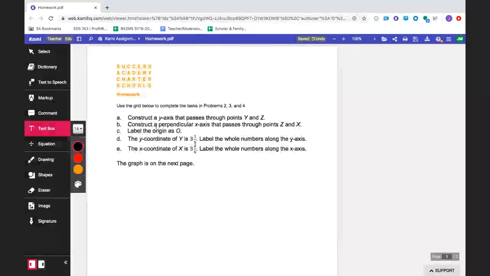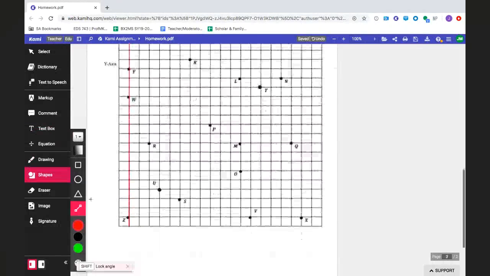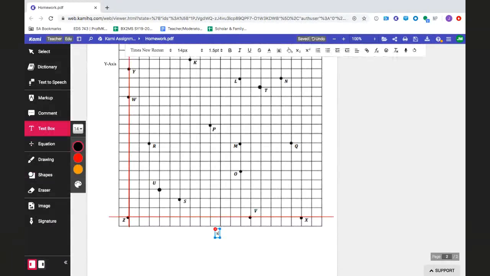Construct a perpendicular x-axis that passes through the points z and x. So let's go back to our graph. We already know where z is. Z is right here, and x is right here. And I know the x-axis is a horizontal line. So I'm going to draw a line from here all the way through. And like I said earlier, it's always good to label your axes. So I'm going to label the x-axis right here.